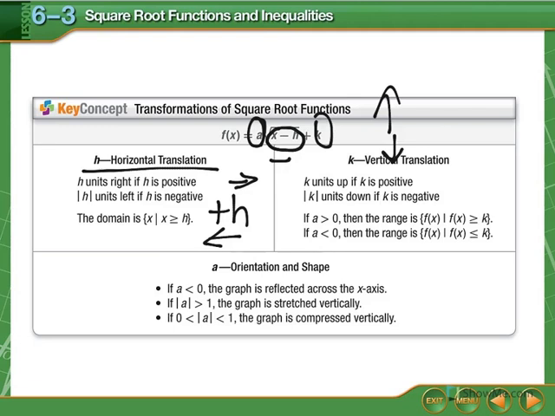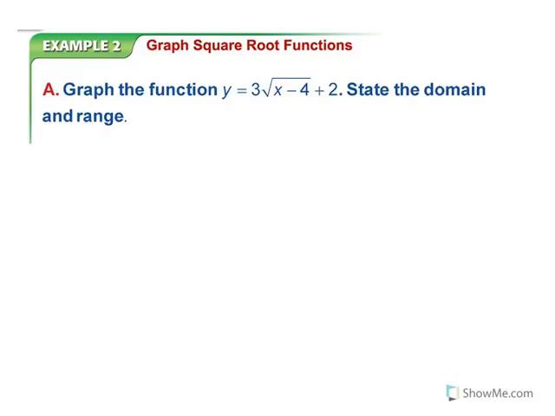So if a is less than 0, meaning it's negative, it's going to reflect across the x-axis. If we have the absolute value of a is greater than 1, it's going to be a vertical stretch. And if it's in between 0 and 1, it's going to be compressed.